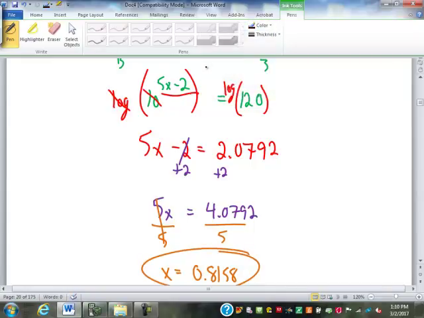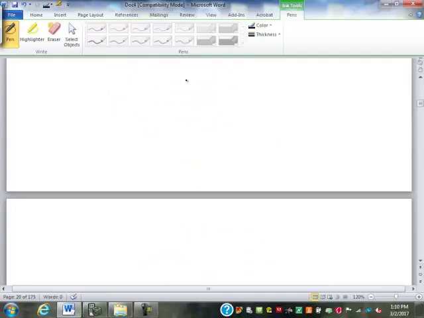I want you guys to try one in your notes here quick. So 5 times e to the power of 3t plus 7 minus 9 equals 1,827. The t is going to behave just like x.